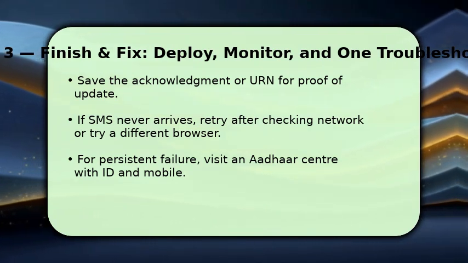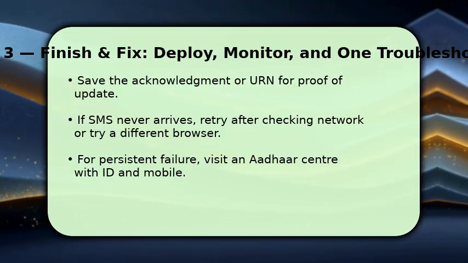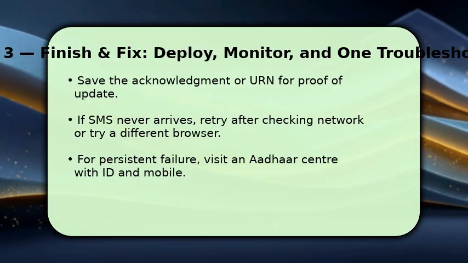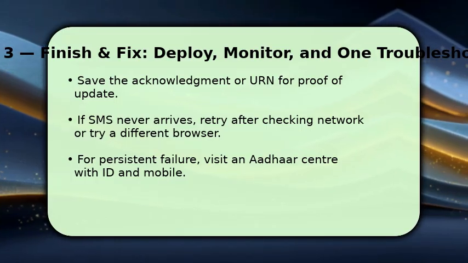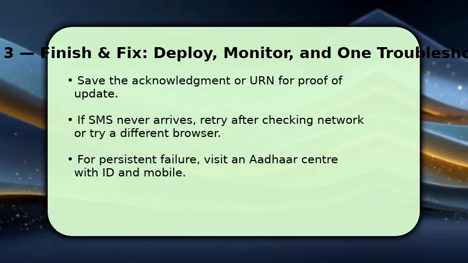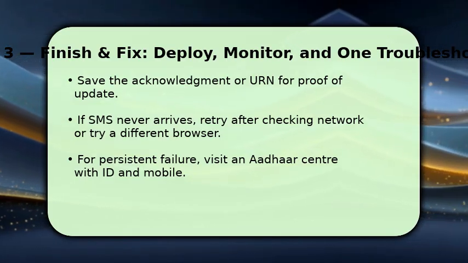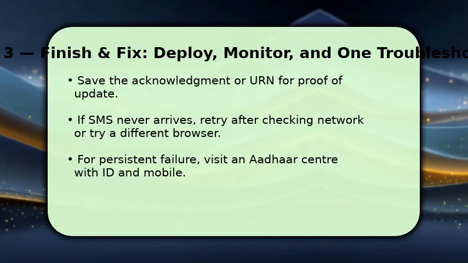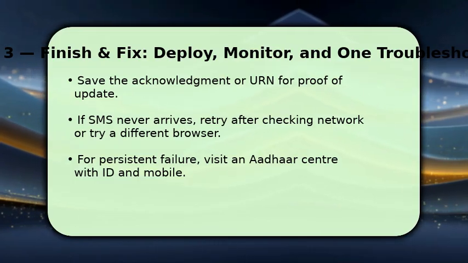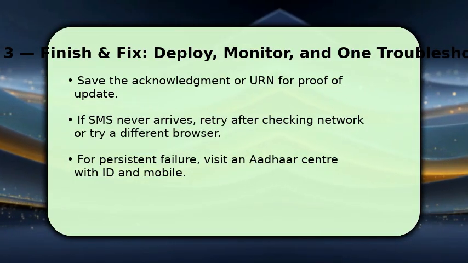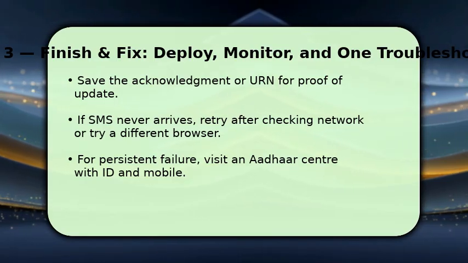If the OTP SMS never arrives, first check your network and restart the phone, then retry the process or try another browser. Make sure the mobile number you entered is correct. If problems persist, such as incorrect details, continuous failures, or blocked OTP, go to an Aadhaar center with your ID and SIM. The operator will verify biometrics and complete the linkage.